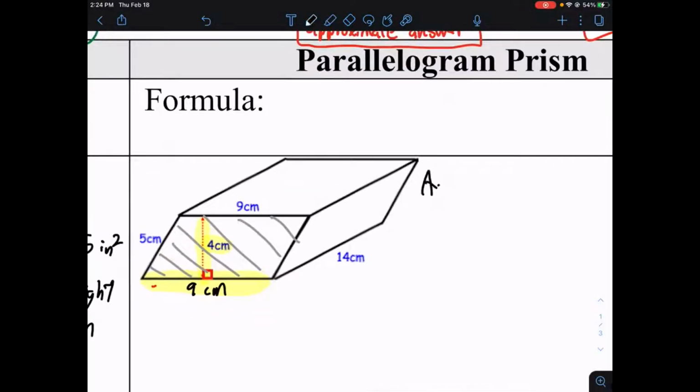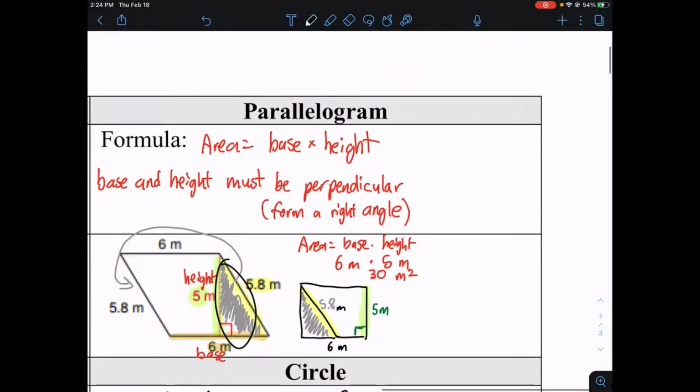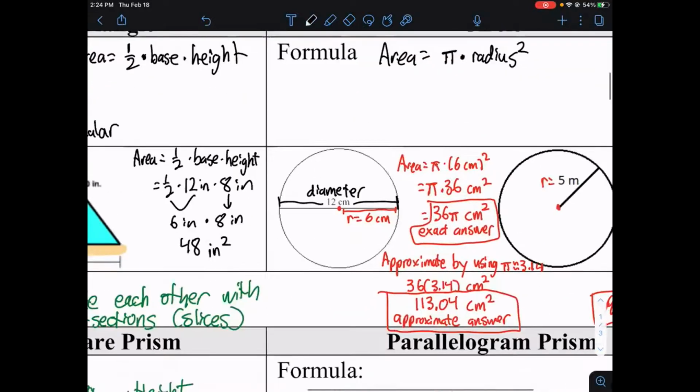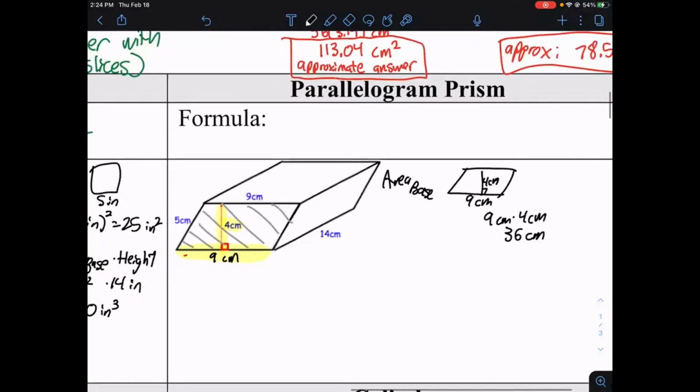Okay, so then the area of the base, which is a parallelogram, remember area of a parallelogram is simply base times height, and we just make sure that they are forming a right angle. Okay, and then now we can get the volume.